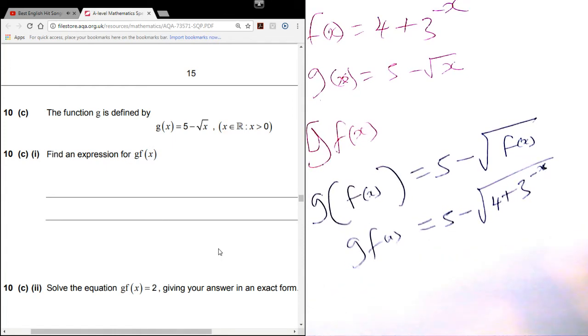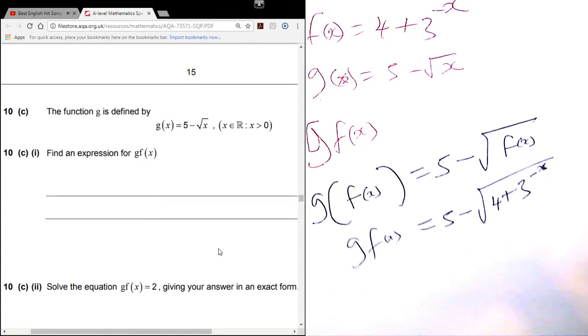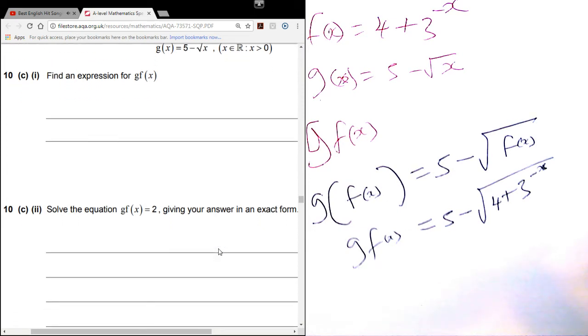If you're told to find fg of x, then you can still do it. The next part of the question says, solve the equation gf of x equals 2, giving your answer in an exact form. Okay.